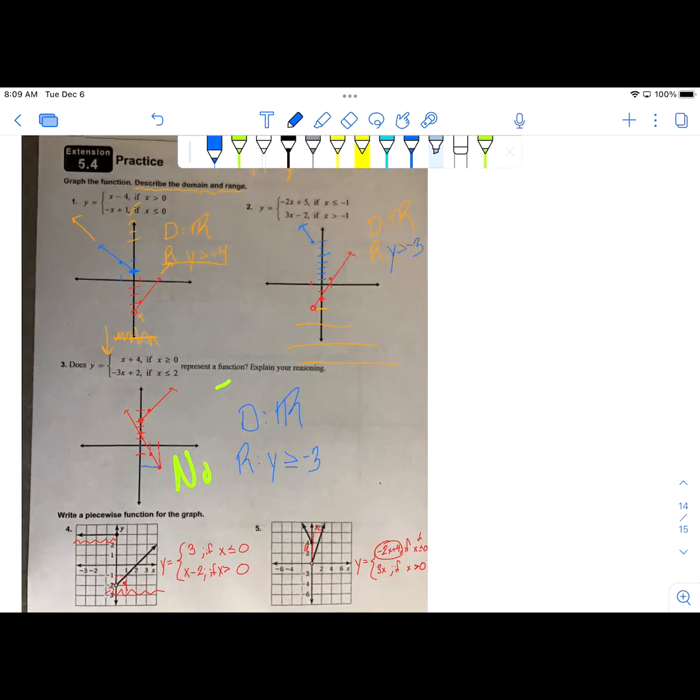Domain is easy. Domain we like. That's always going to be all real numbers. Range can be a little more tricky. We've got to see, what are we always above? And they could do something where they say, what are we always below? It could be that both our lines are facing down.